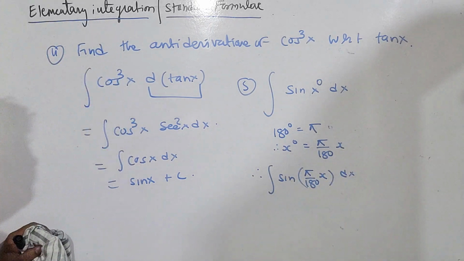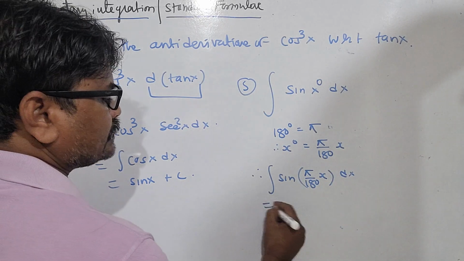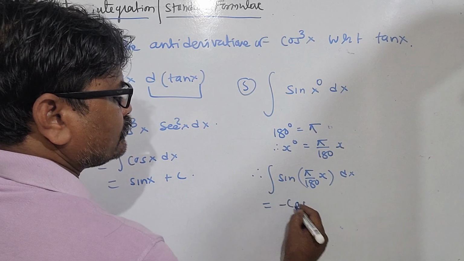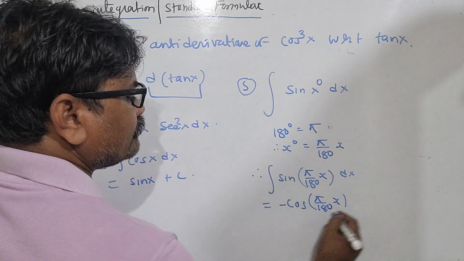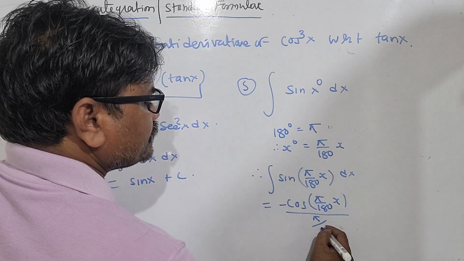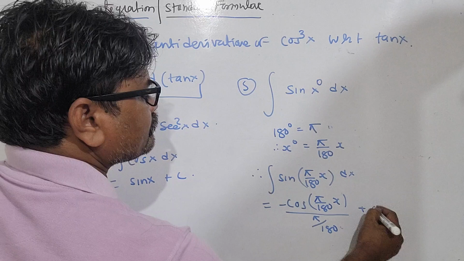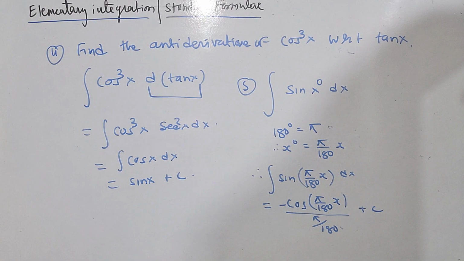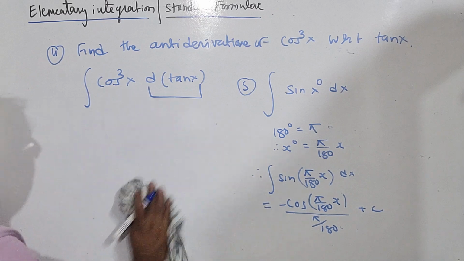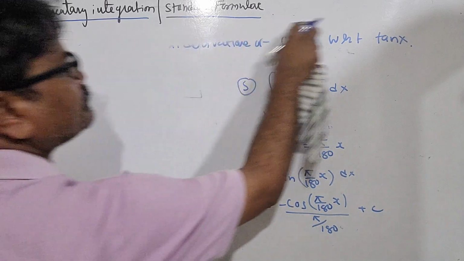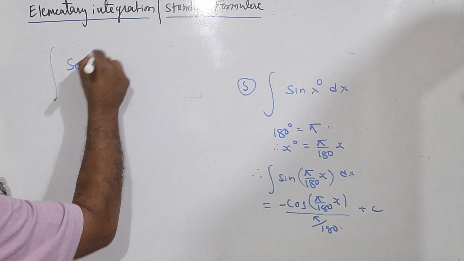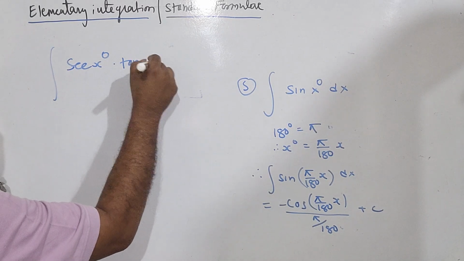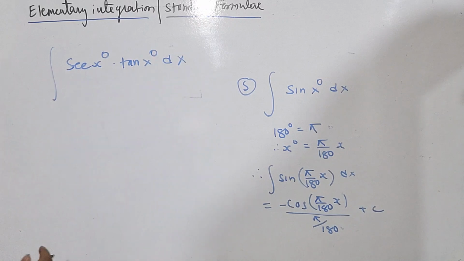Now I can apply the standard formula. That is minus cos of pi by 180 of x, and the coefficient of x must be in the denominator, 180 over pi, and of course plus c. So this is your answer. Correct? One more question on this concept. Last question that will be in this video. Okay. What is the integration of sec x degree into tan of x degree dx?